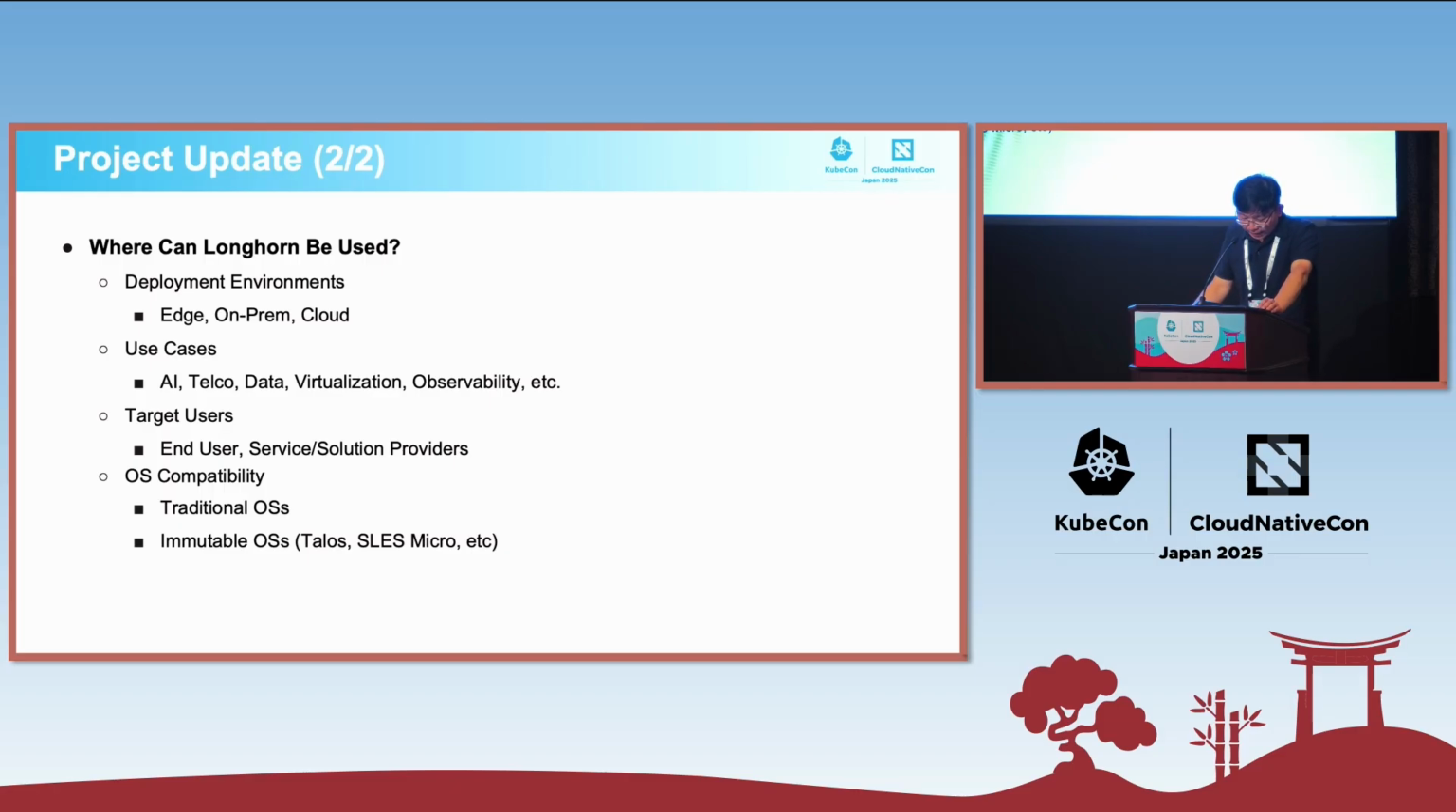Okay. And we see end users, service providers, and solution providers are using Longhorn. Okay. So, and next, for OS compatibility, Longhorn is an agnostic solution. So you can install Longhorn on traditional OS such as Ubuntu, SUSE SLES, Red Hat, and so on. You can also install Longhorn on immutable OS such as Talos and SLE Micro, something like that. Okay.